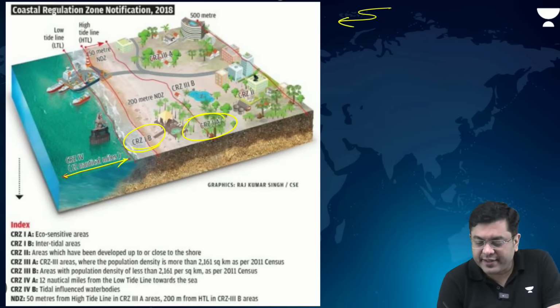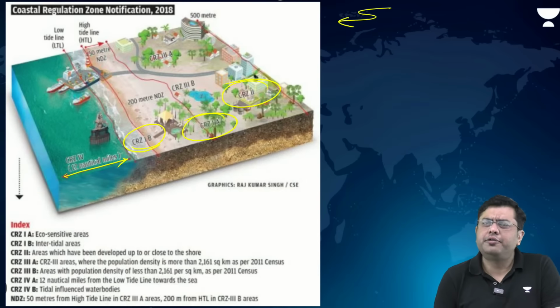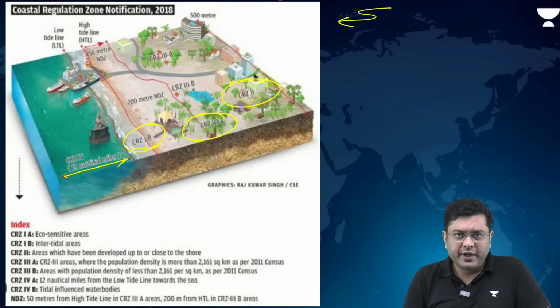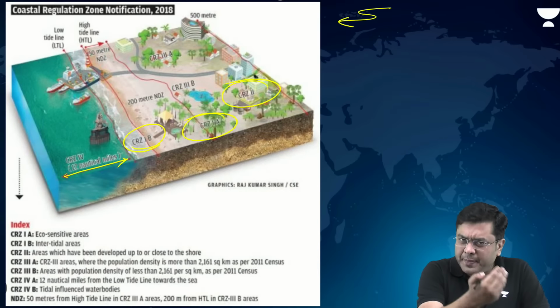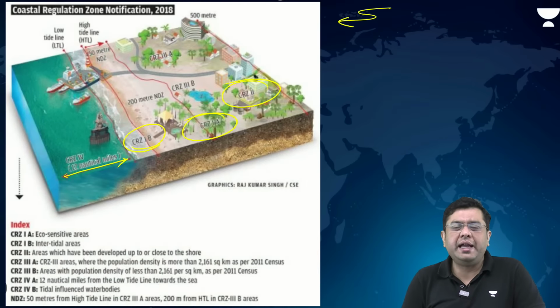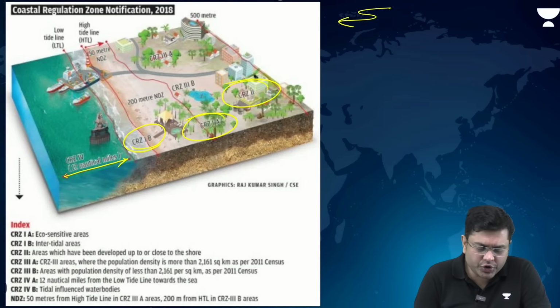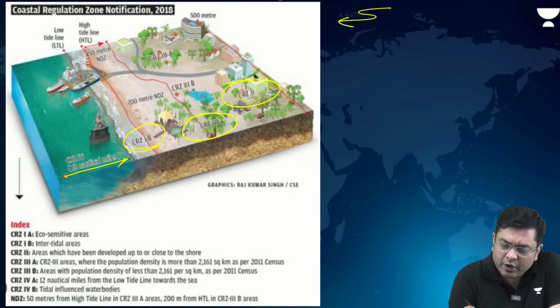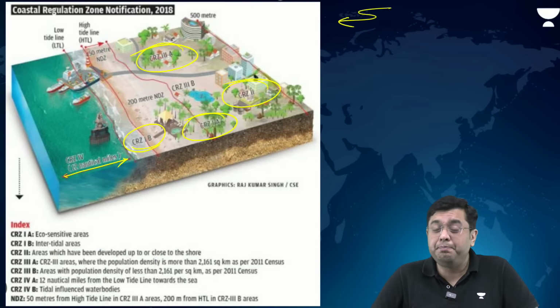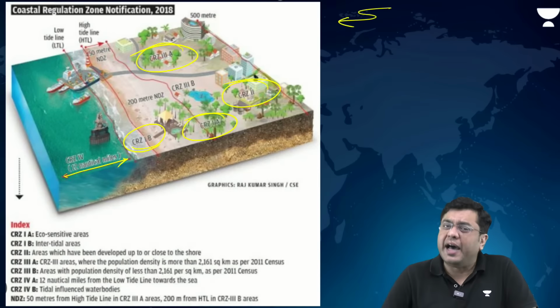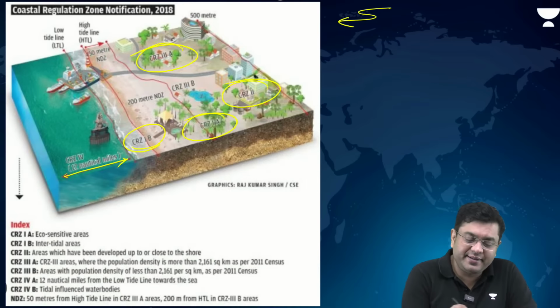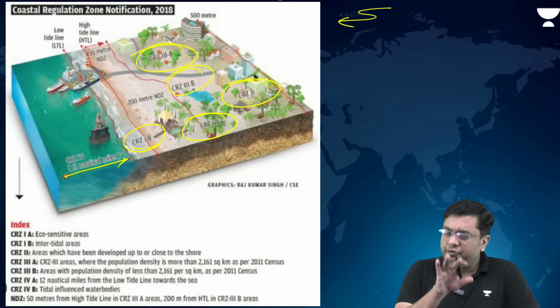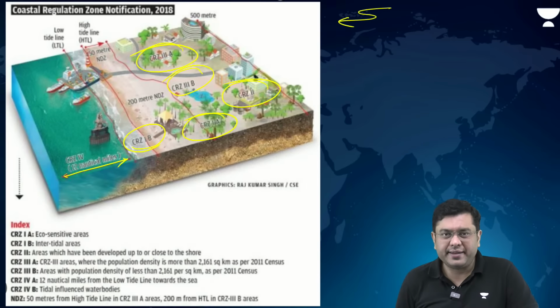Then CRZ2 consists of small habitations. CRZ3 has been classified or divided into 3A and 3B based upon the population. So CRZ3A, where the population density is more than 2161 people per square kilometer as per the 2011 census, and CRZ3B, where the population is slightly lesser.